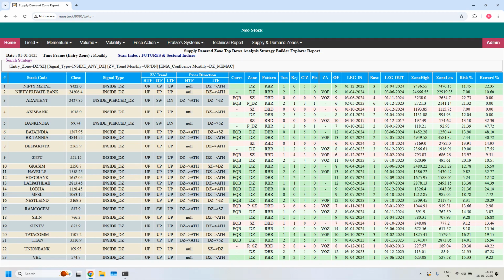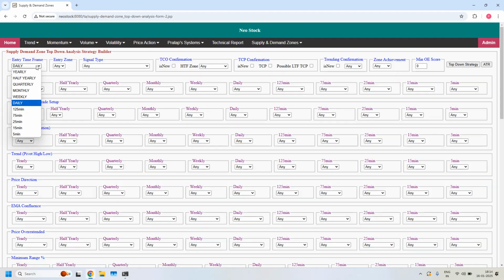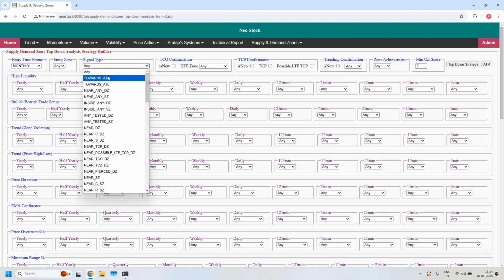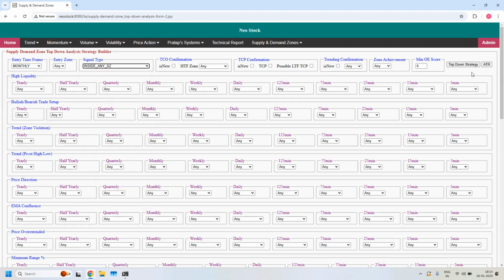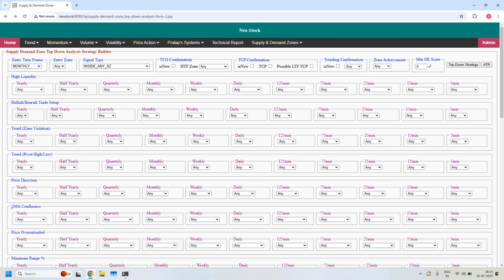Okay, this is about price closed inside the monthly demand zone. Next, monthly time frame, price closed inside the monthly supply zone. We got 9 stocks. Let's verify out of these 9 how many of these monthly supply zones are having monthly EMA confluence. Let's verify.